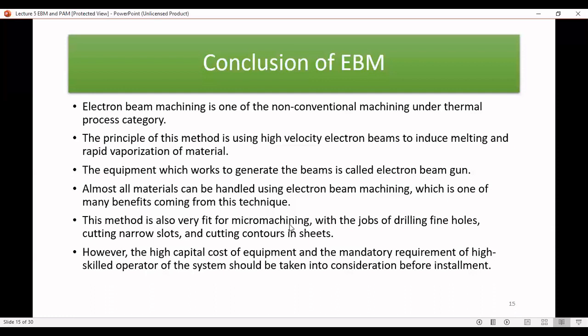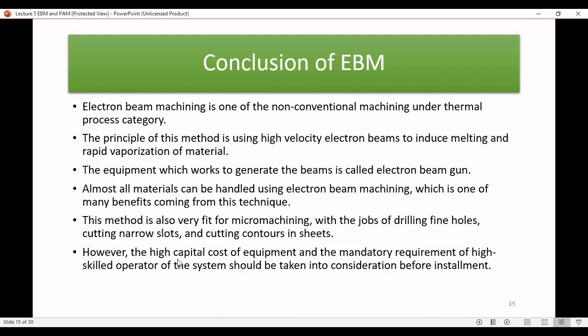So you're talking about micro level holes with the job of drilling fine holes, cutting narrow slots, and cutting contours in the sheet. However, the high capital cost of the equipment and the mandatory requirement for a highly skilled operator of the system should be taken into consideration before installment.